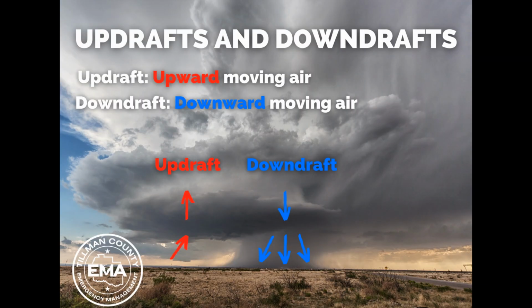Next, we're going to talk about updrafts and downdrafts. An updraft is upward moving air into a storm. A downdraft is downward moving air exiting a storm. Typically, you can tell where an updraft is because there will be no rain in that region. A downdraft is where you're going to see all of the heavy rain, hail, and strong wind gusts. In this section, it will usually be marked by a very dark area where heavy rain is falling.